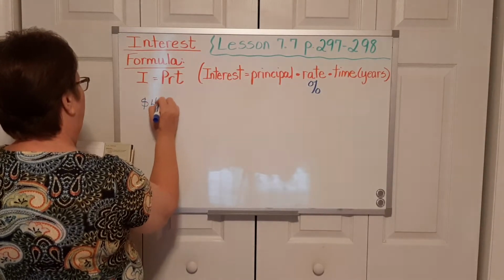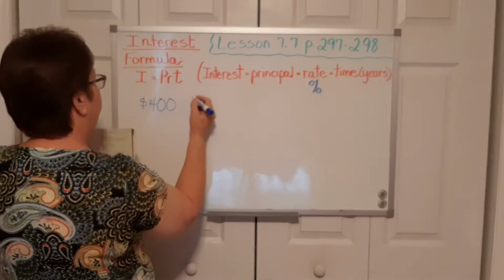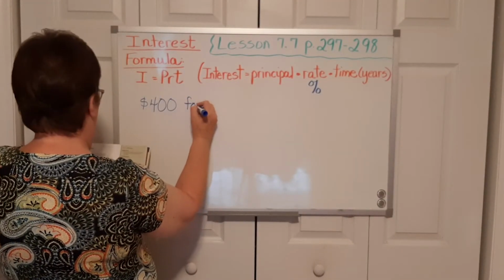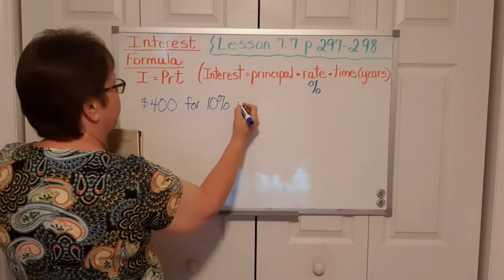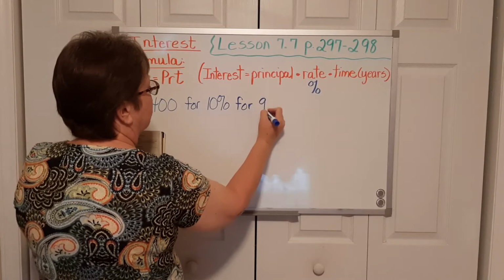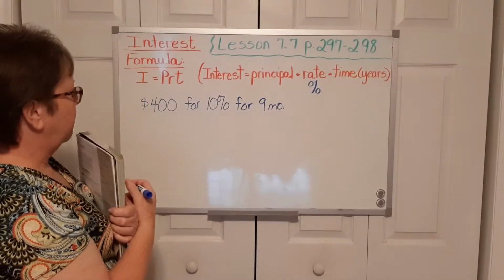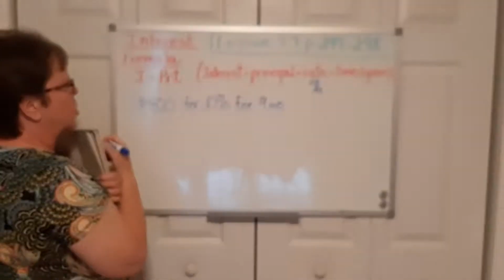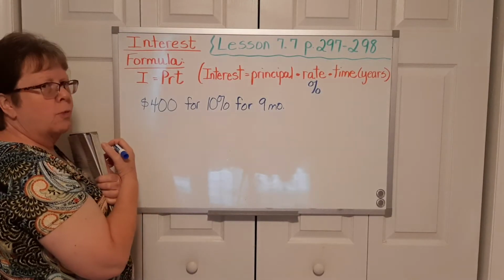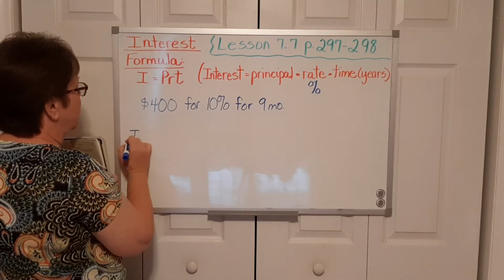Let's say you got a loan this time for $400, okay, from the bank. You got it for 10% interest for 9 months. So not even a whole year. Okay? So now, remember, interest equals principal times rate times time. So we're going to figure out what our interest will be that we're going to have to pay on that over the 9 months. So interest is what we're figuring out.